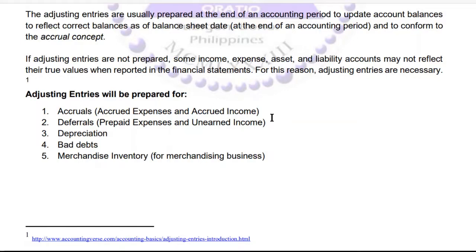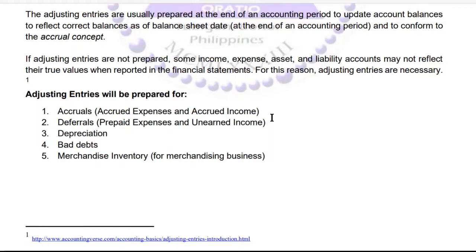The first one is the accruals. These include both accrued expenses and accrued income. So what is an accrued expense? These are expenses that are already incurred but not yet paid. For example, you received the bill for electricity and water. You already consumed that, or you already enjoyed the benefits of those utilities, but you have not paid them yet. So, mahimo siyang accrued expense.